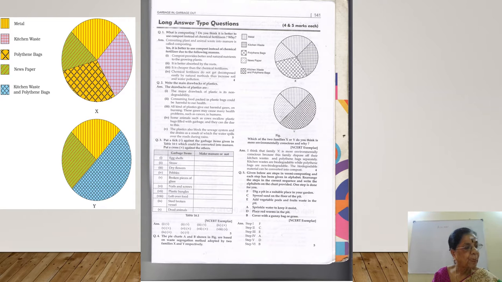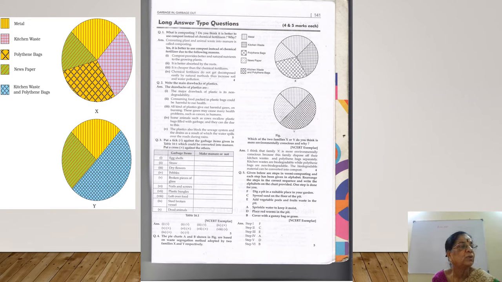Reasons for using compost instead of fertilizers: compost provides better and natural nutrients to the growing plants. It is better absorbed by the roots. It is cheaper than chemical fertilizers. Chemical fertilizers do not get decomposed easily by natural methods, thereby increasing soil and water pollution. I hope you could recollect. You can understand this point. It is in our textbook, you can note down the points.